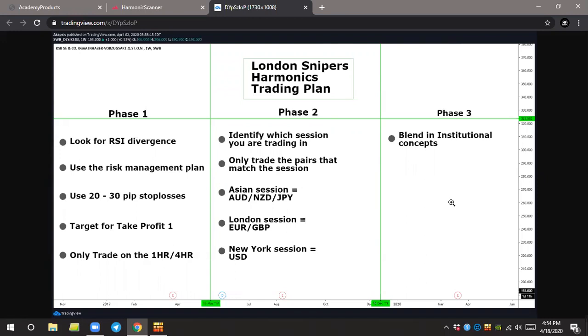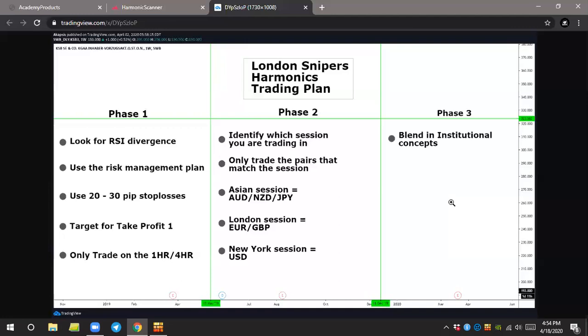All right, so in phase 1, we learned how to look for RSI divergence, right? For the sell, for the buy. We also learned about our risk management plan using a compound sheet. We learned how to use a 20 to 30 pip stop loss for all of our trades that we take, with proper assessment and analysis. And then we also understood that we are targeting take profit 1. And we also learned why we only trade on the 1 and 4 hour. That was all encompassed in phase 1, right?